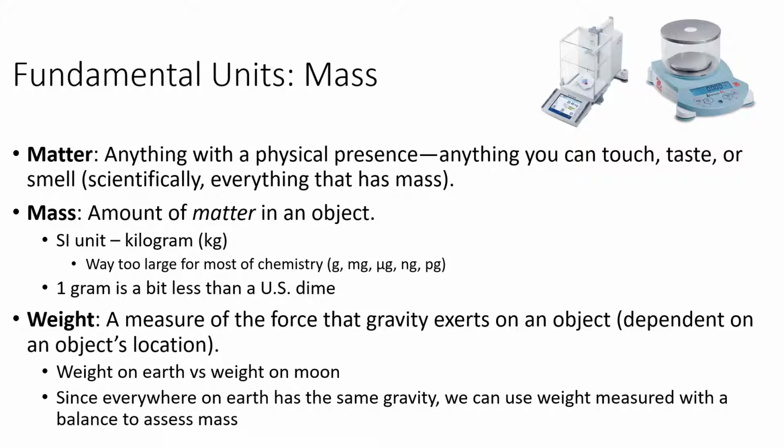Whereas the mass, which is a measurement of the amount of matter, is the same regardless of where you're located. So since everywhere on Earth has the same gravity, we can use the weight measured with a balance to assess the mass. Okay, so we actually use weight on Earth to assess the mass, but you have to know that weight and mass are themselves different.